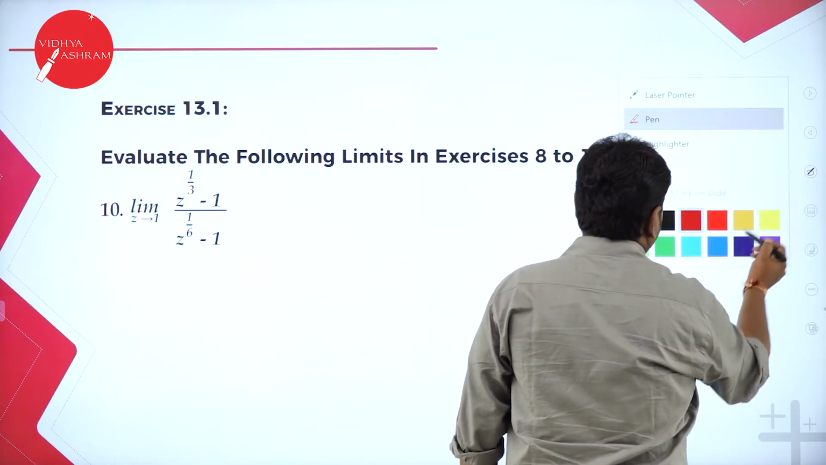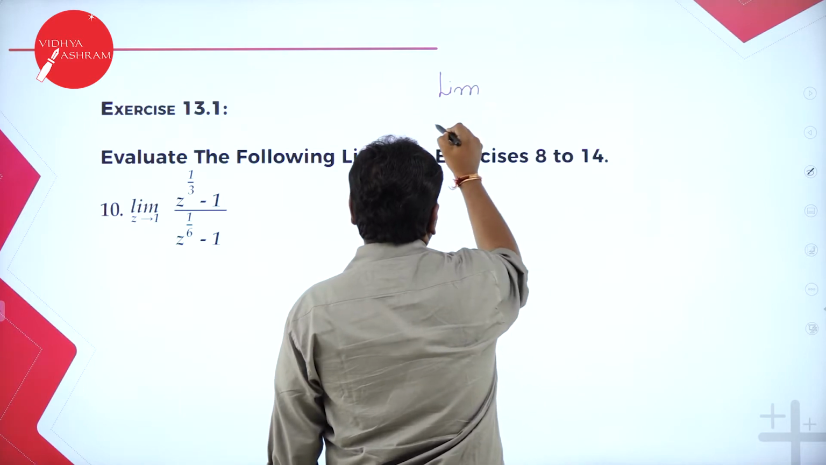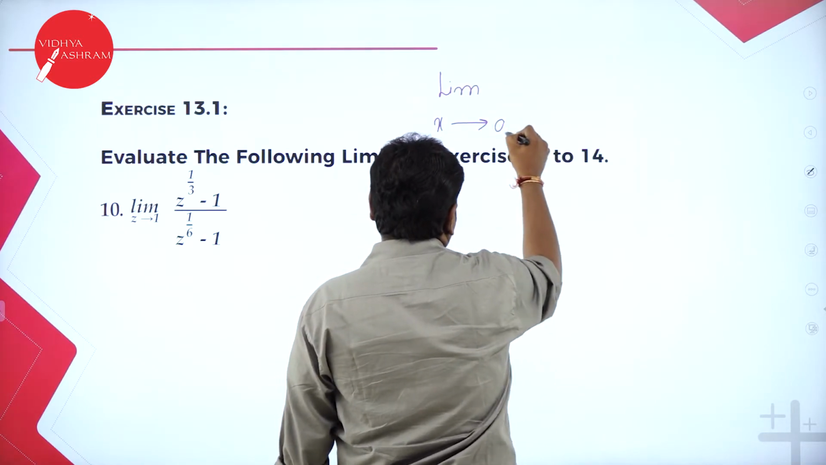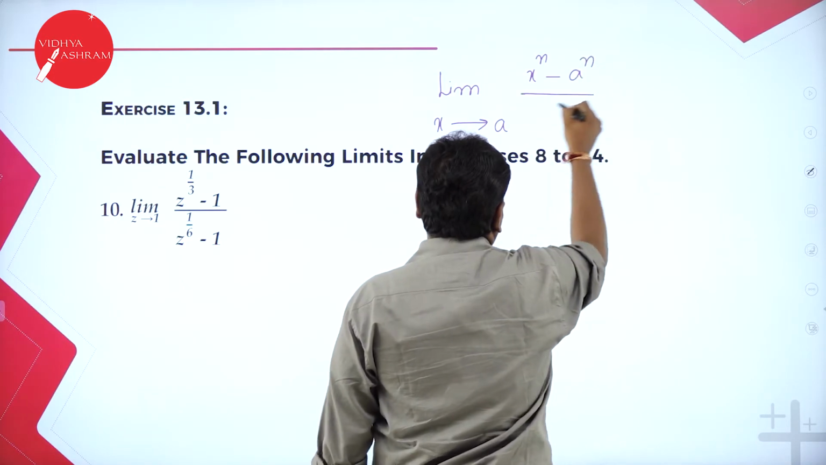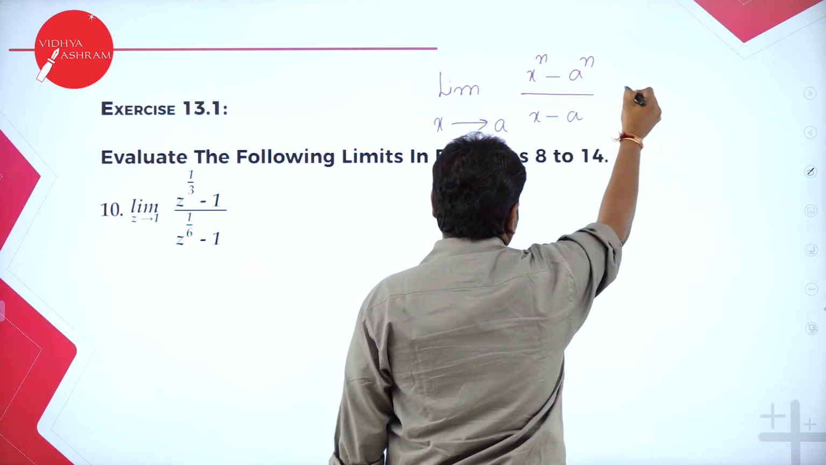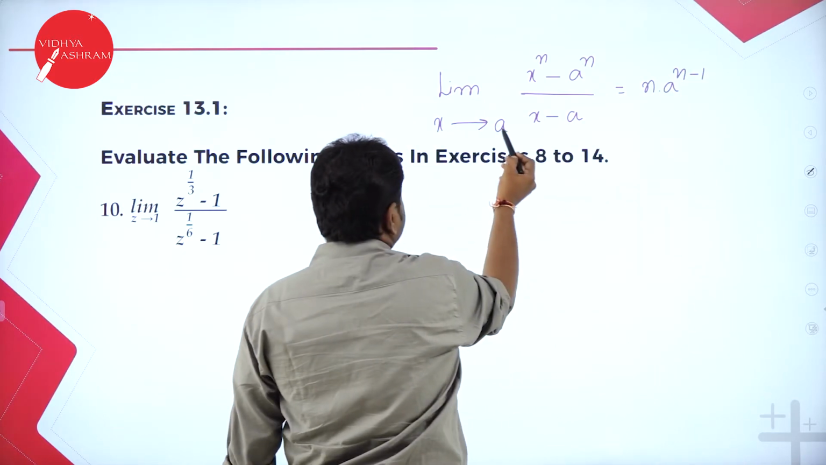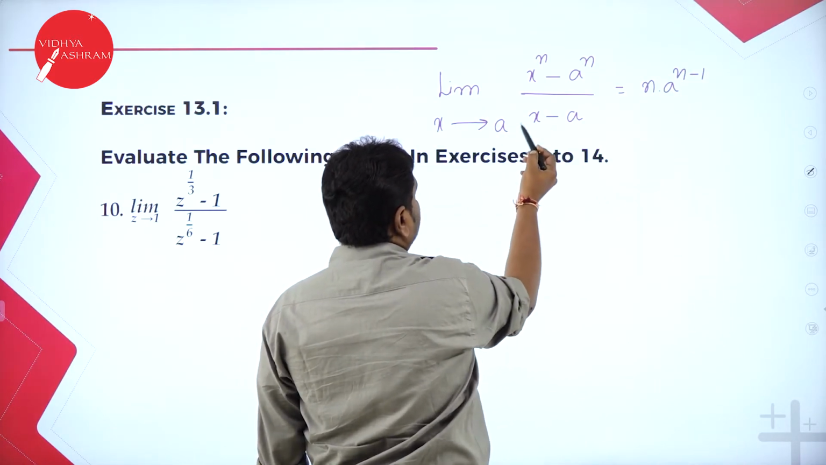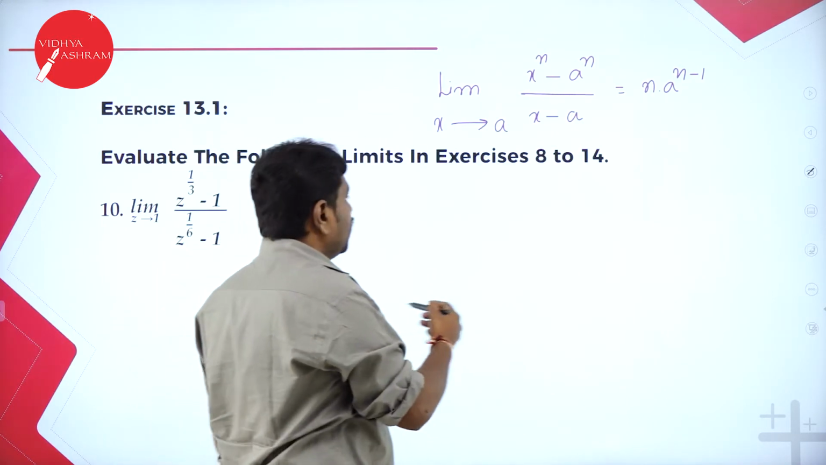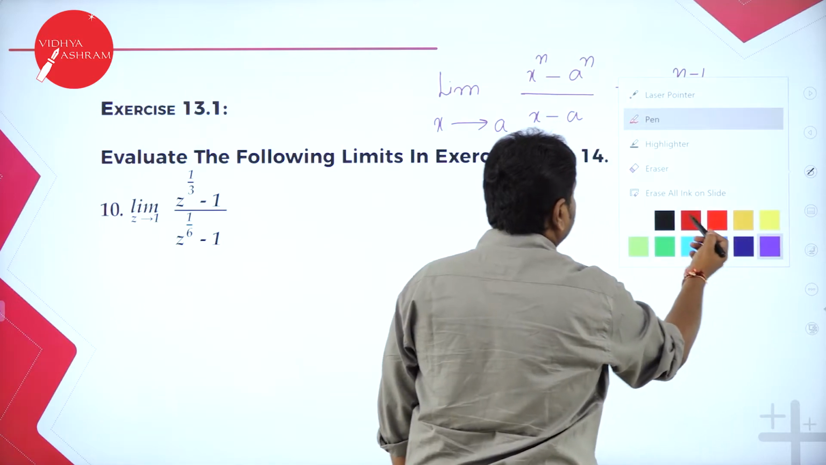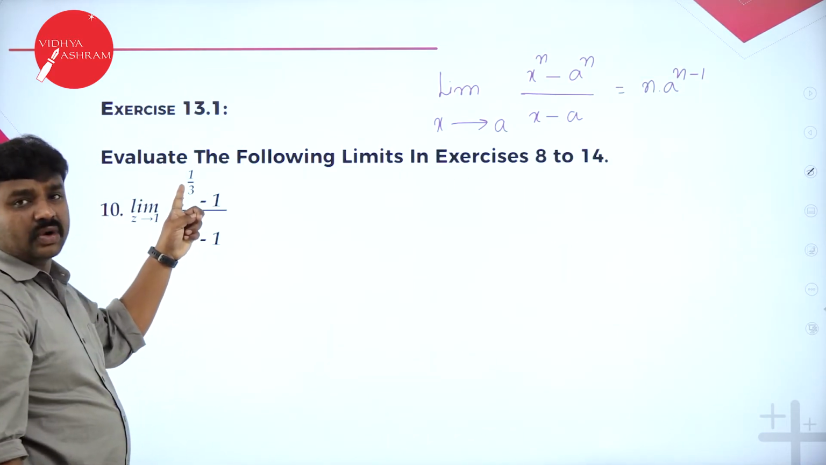What is the theorem? Limit x tends to a, x power n minus a power n divided by x minus a is n into a power n minus 1. See here, x is tending to a, the denominator is the difference of these two, and the numerator base is the difference of these two. So therefore, you have to observe and reduce the problem to standard form. Because in the place of z, if you put 1, 1 power anything is 1.